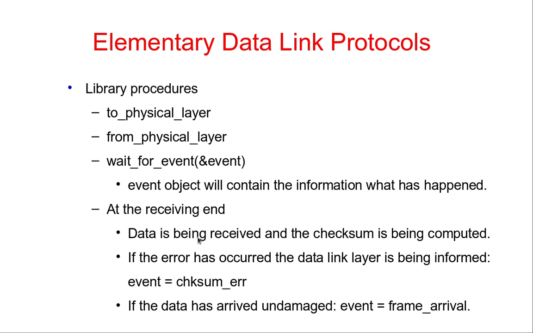At the receiving end, the data is received and the checksum is computed by the data link layer at the receiver's machine. There may be two possibilities: the frame is received with error, or it is received without any error. In the first case, the possible event is cksum_err, checksum error. And if it is received undamaged, that is without any errors, the event is simply frame_arrival. That means the frame has arrived without any errors.